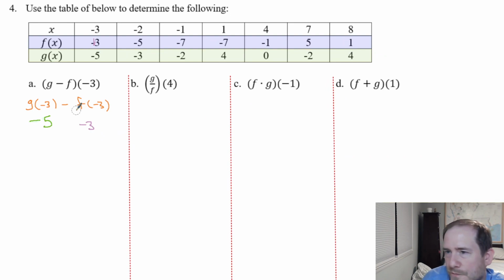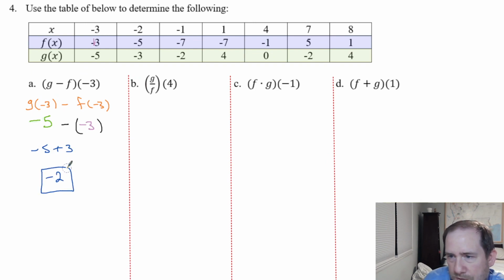And we're subtracting these things. You guys are good at subtracting signed numbers, right? You guys don't ever screw this up, do you? This is a -5 plus a 3. That's a -2. Nailed it.